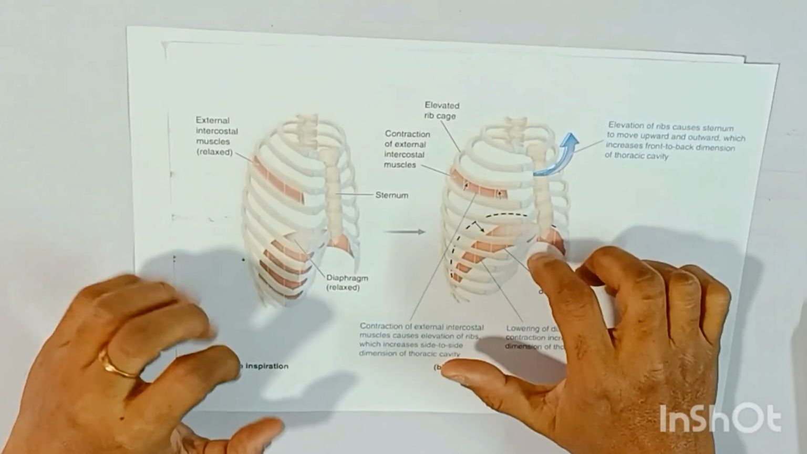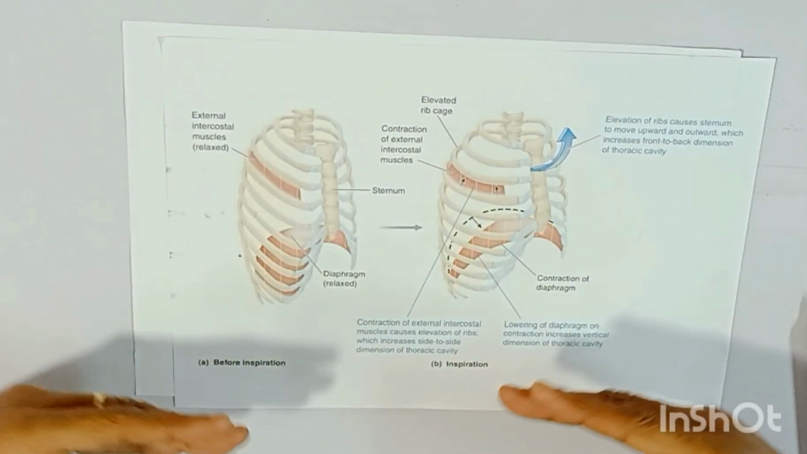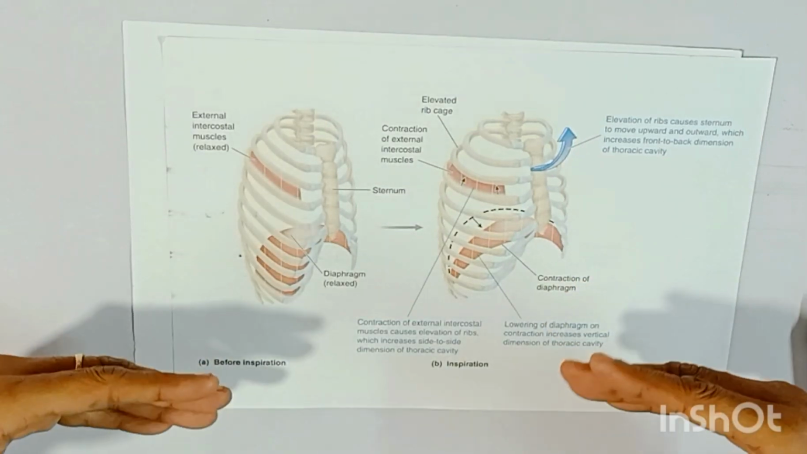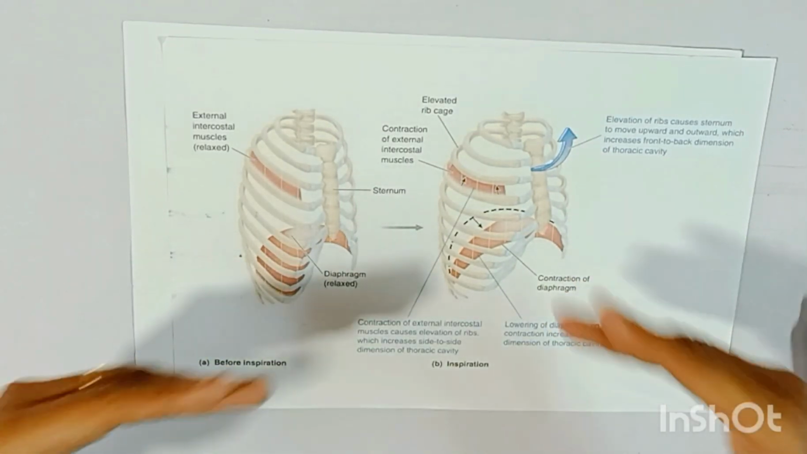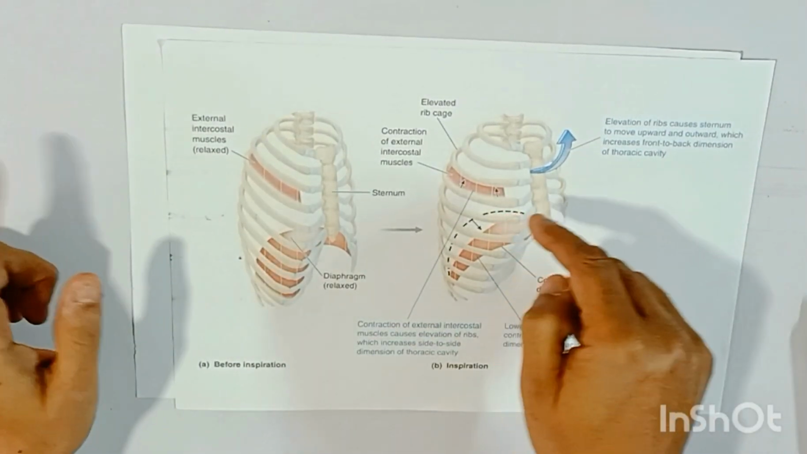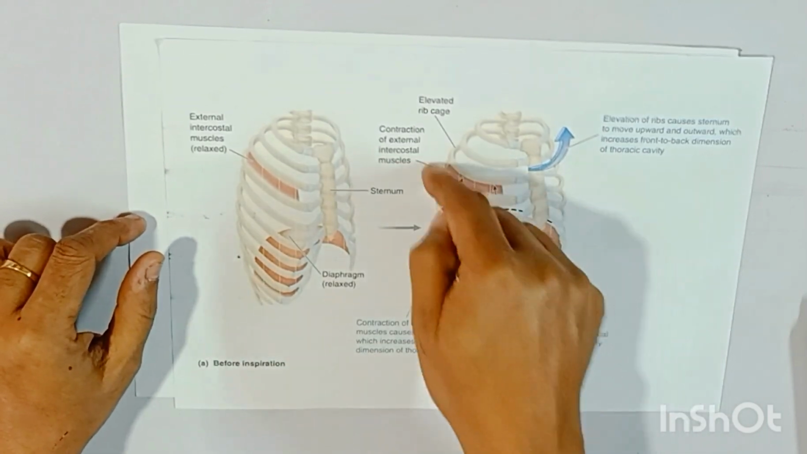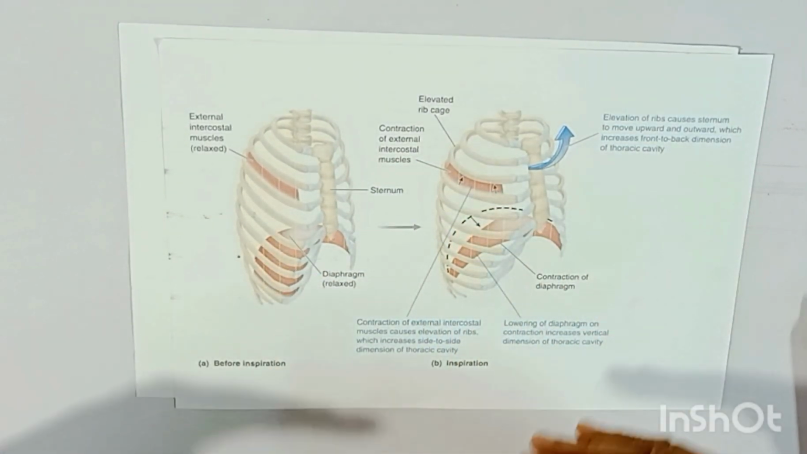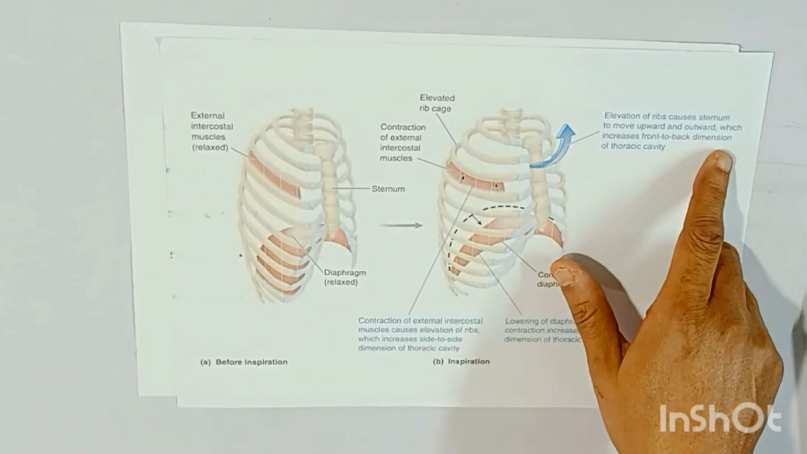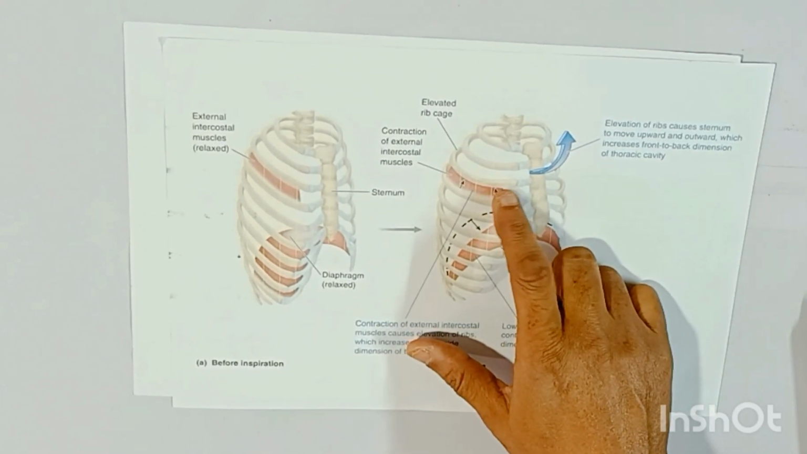So all these ribs elevate. If all these ribs go up, the lower ribs get towards the upper rib, the next higher level outside. So this elevation of these ribs causes the sternum to move outward, which increases the front to back volume. The front to back dimension of the thoracic cavity is increased by this contraction of the external intercostal muscles.